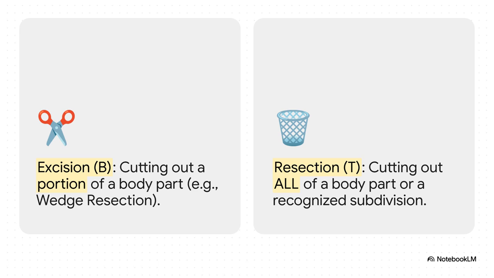You're just taking a small slice out. But resection, character T, is cutting out all of a body part, or, and this is absolutely vital, cutting out an entire recognized anatomical subdivision that has its own specific body part value.